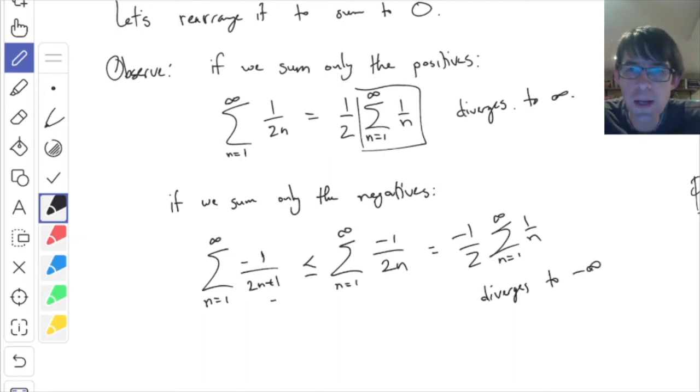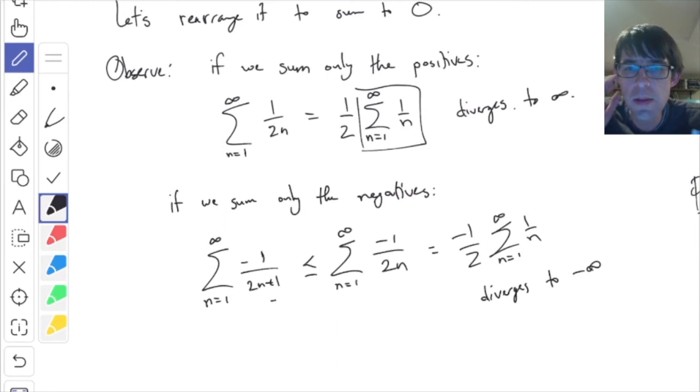If you take just the positives, they add up to infinity. If you take just the negatives, they add up to negative infinity. Actually, this is true for any conditionally convergent series. This is not a special property of this series in particular. If the absolute values diverge but the original series converges, it means that the positives and the negatives taken separately must both diverge: the positives will add up to infinity, the negatives will add up to negative infinity.